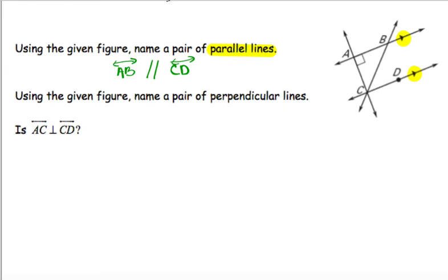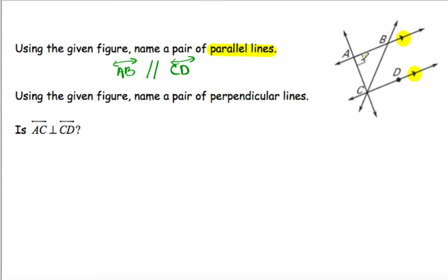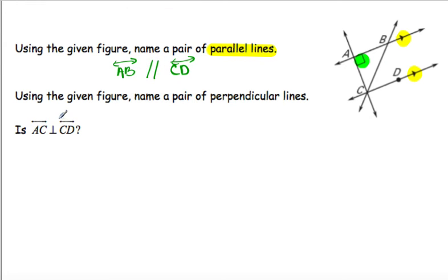Then they want perpendicular. Remember that the symbol for perpendicular is this right angle box here. So it's going to be line AB and line AC. And the perpendicular symbol is this upside down capital T marking like they have over there in this question. So we said it was AB perpendicular to AC.